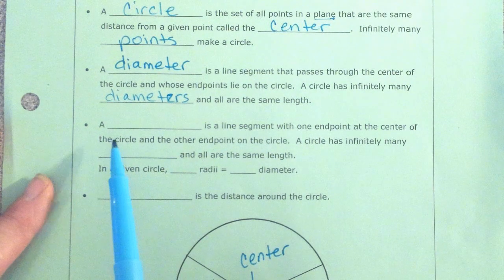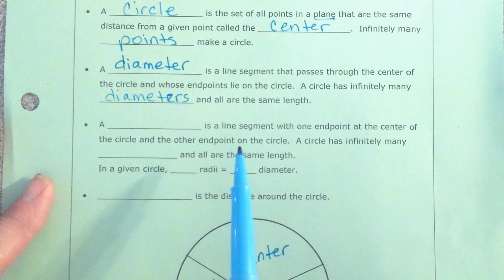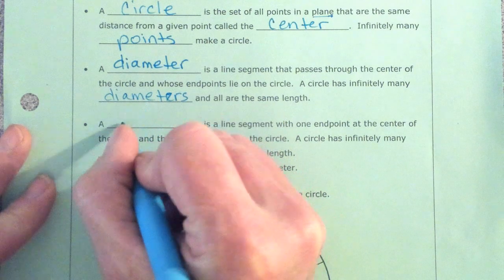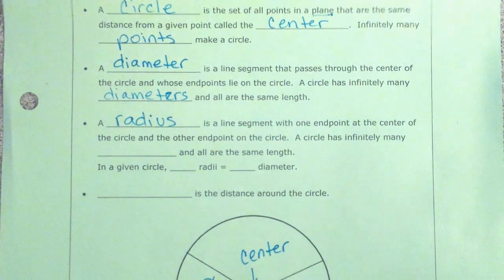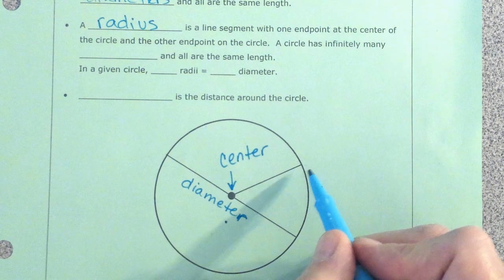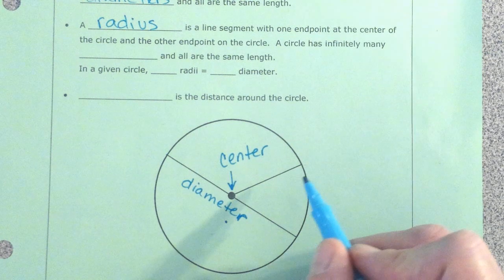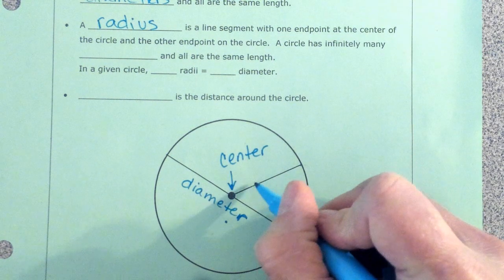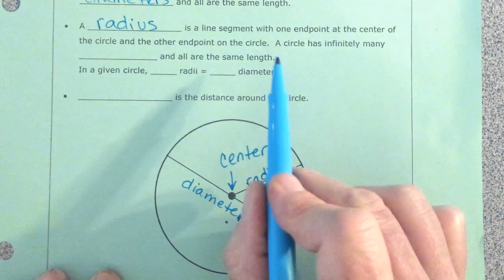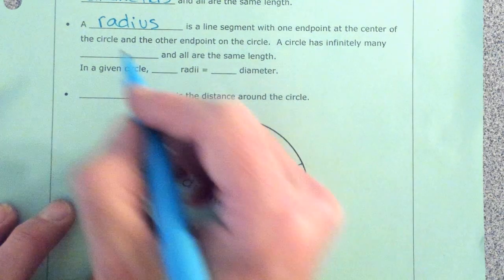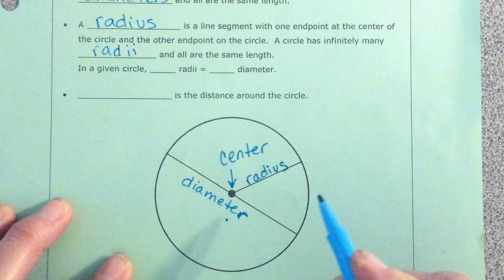Okay, the next dot. A blank is a line segment with one endpoint at the center of the circle and the other endpoint on the circle. That is called the radius. So from one endpoint at the center of the circle and the other endpoint on the circle, this is the radius. And a circle has infinitely many radii, R-A-D-I-I. And they are the same length.